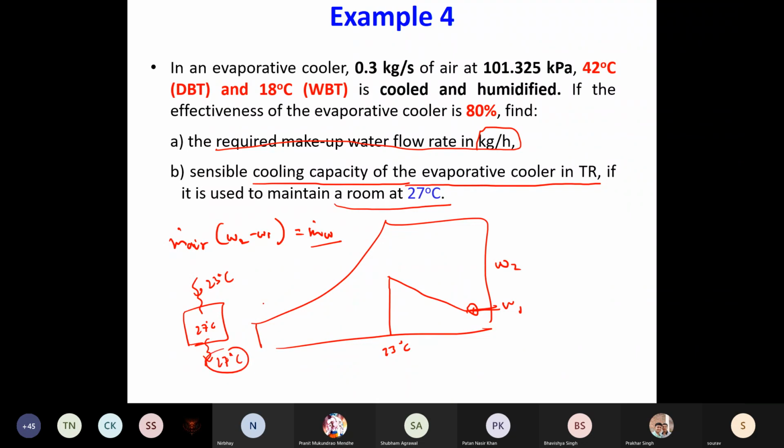So it is asked what is the sensible cooling capacity of this evaporative cooler. It is nothing but M air, whatever the air flow rate is, 0.3 kg per second, into Cp of dry air into the delta T, 23 degree rising to 27, delta T, that is 4 degree. So that is the sensible cooling capacity provided by this desert cooler.